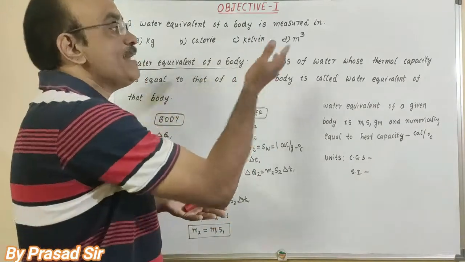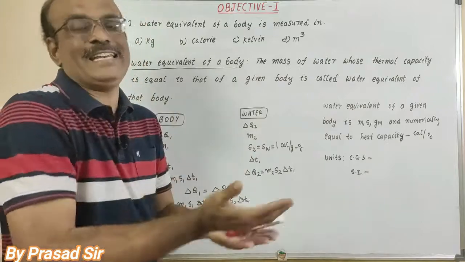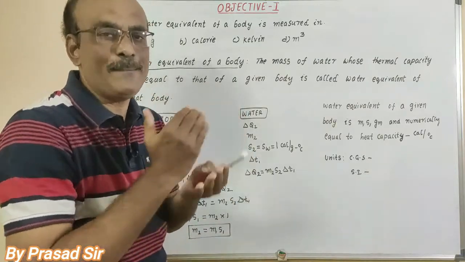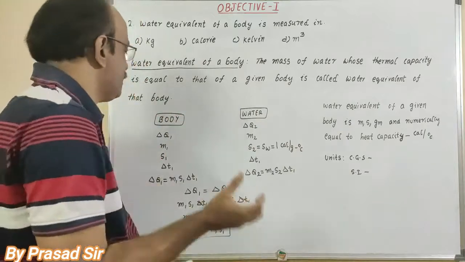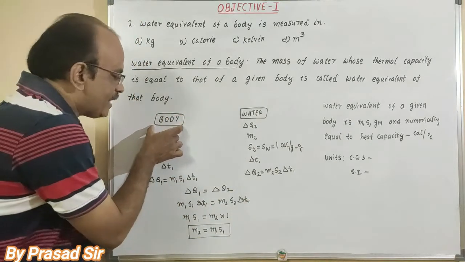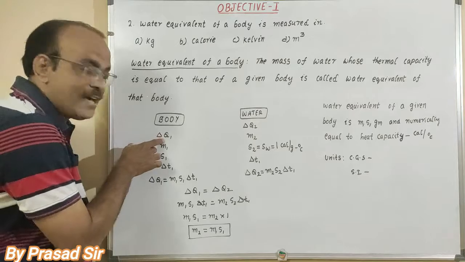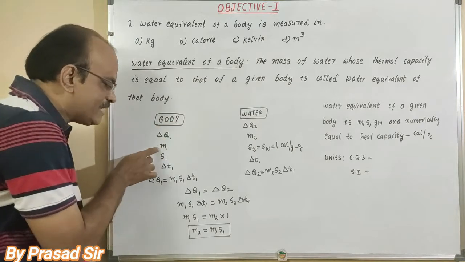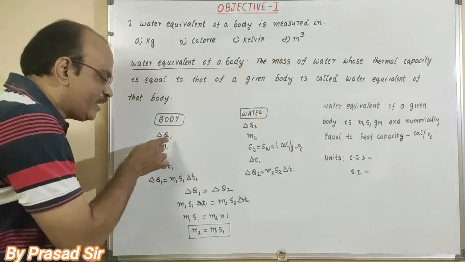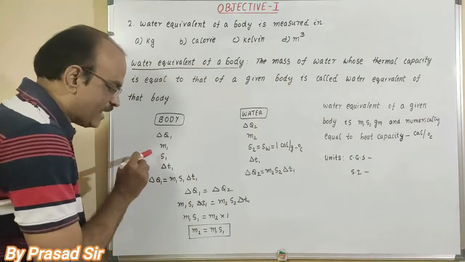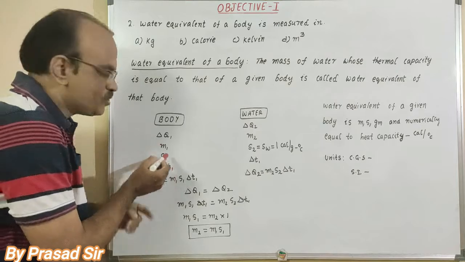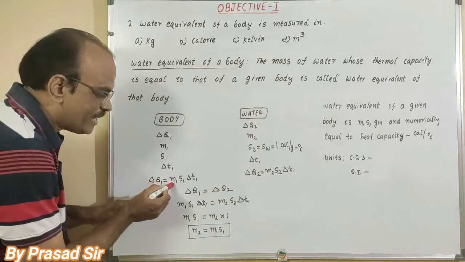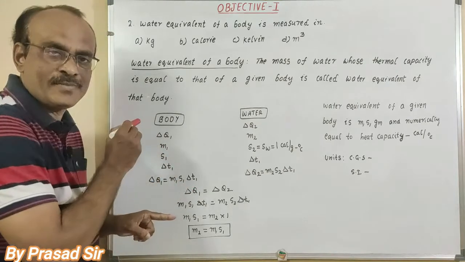Here thermal capacity is nothing but heat capacity, H is equal to m into S. Now to understand this, I am taking one body and supplying the heat delta Q1. The mass of the body is m1 and the specific heat of the body is S1, and we raise the temperature by delta T1. So delta Q1 is equal to m1 S1 delta T1.